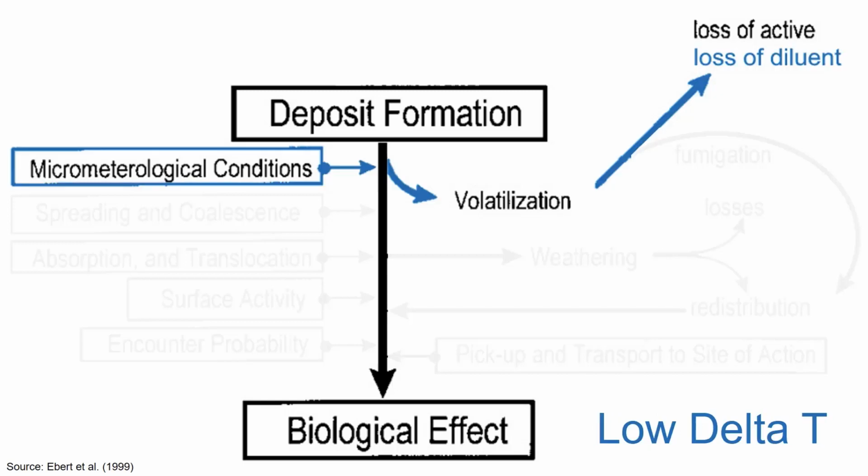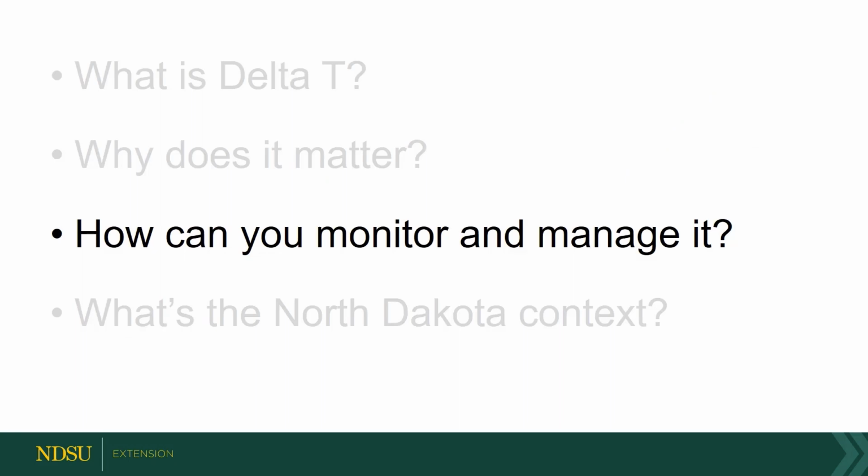Under low delta T conditions, you can have the opposite occur. So rather than those deposits desiccating off of the leaf surface, they will actually persist for a longer period of time because you have low evaporation and those deposits will be maintained on the leaf surface for longer. So under low delta T conditions, the concern is that any driftable droplets you have will be more potent because they'll persist longer in the environment and have a greater opportunity to move into the plant. So that's why delta T matters.